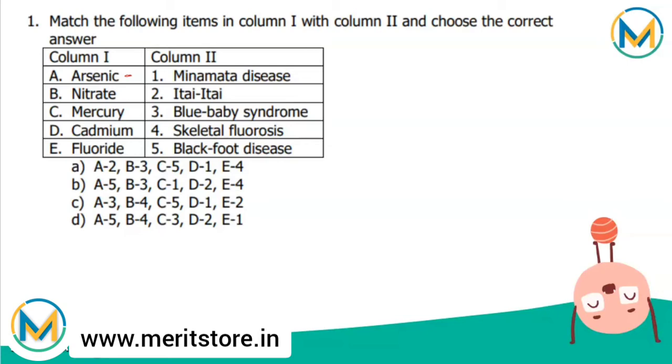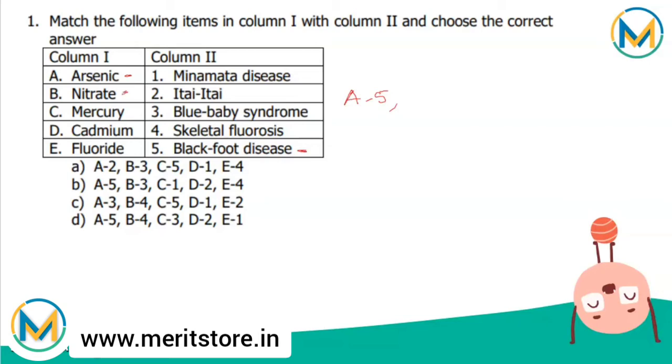In China, exposure to arsenic via drinking water has been shown to cause a severe disease of the blood vessel, which leads to gangrene known as Blackfoot disease. So arsenic with Blackfoot disease.